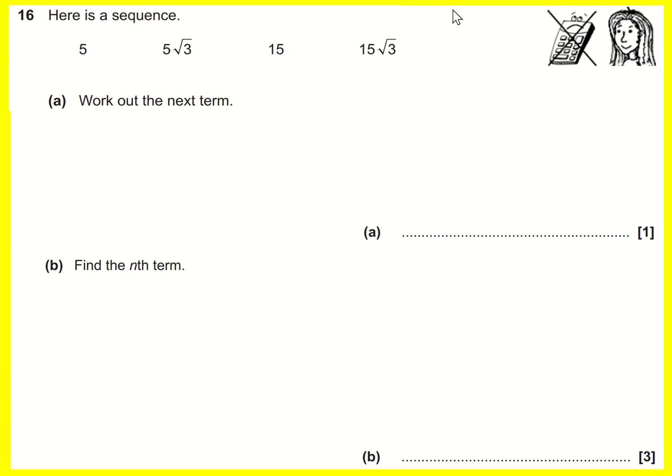We've got a sequence here and we're working out the next term. Hint: this is question 16, so it's probably not going to be a linear sequence. It's also not a quadratic. You have to realize that this is a geometric sequence and we're multiplying by root 3 every time.